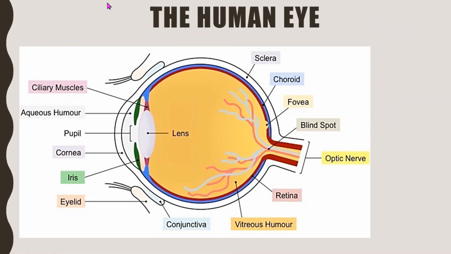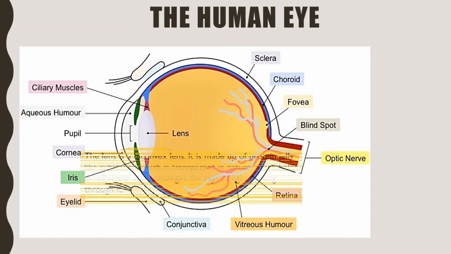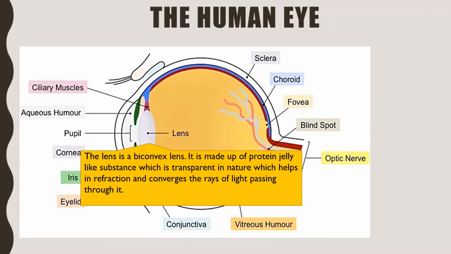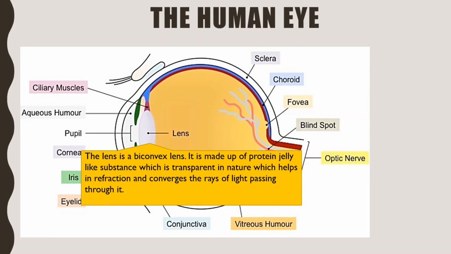Next part of the human eye is called the lens. So what is the lens? Our eye has a biconvex lens. It's a convex lens, and both the sides are curved, so that is why we call it a biconvex lens. What is this lens made up of? The lens is made up of a protein, jelly-like substance which is transparent in nature, which helps in the refraction and converging of the rays of light passing through it. So what does it do? It allows the light to refract and converge onto the retina. That is the function of the lens.